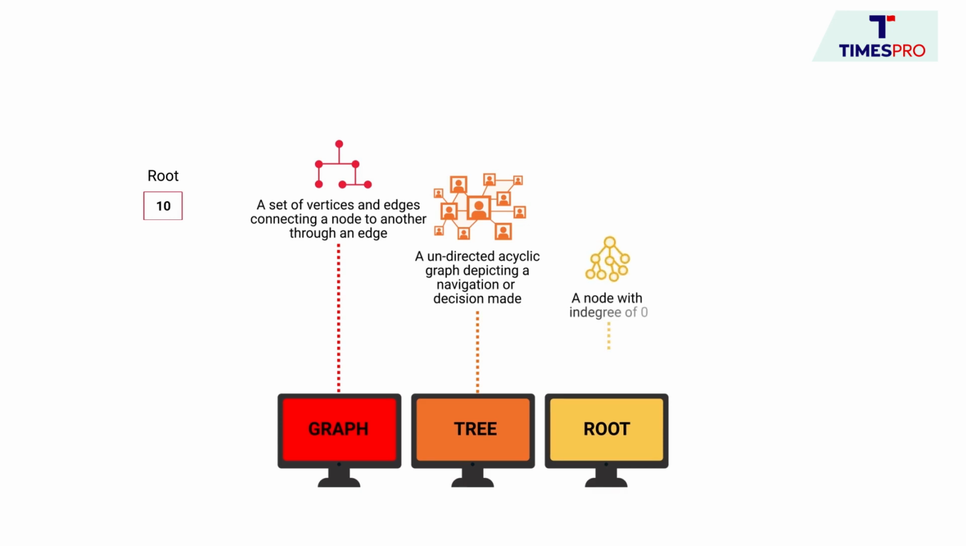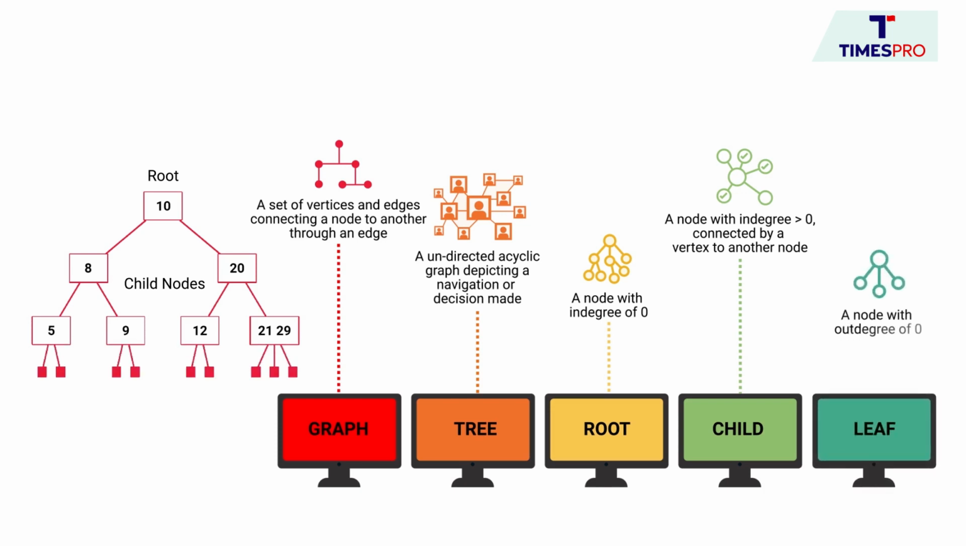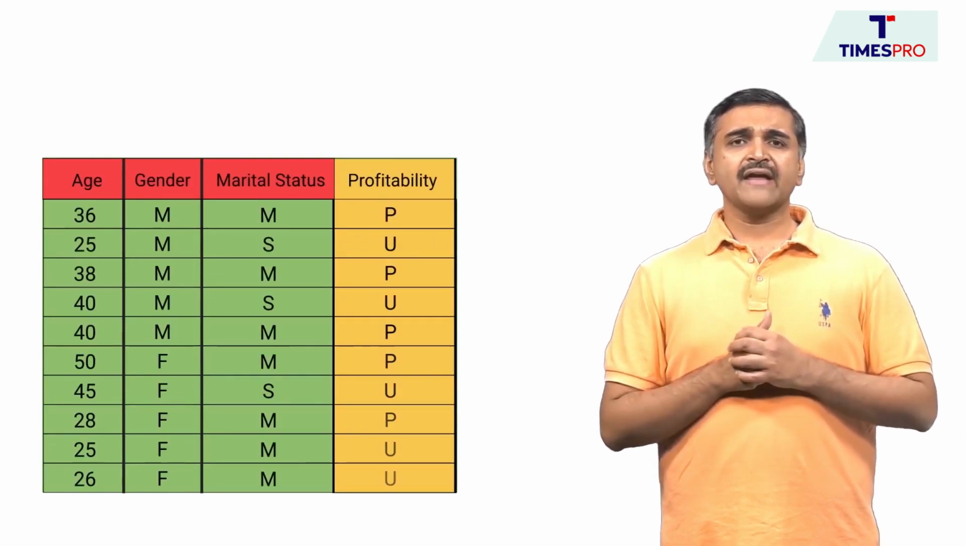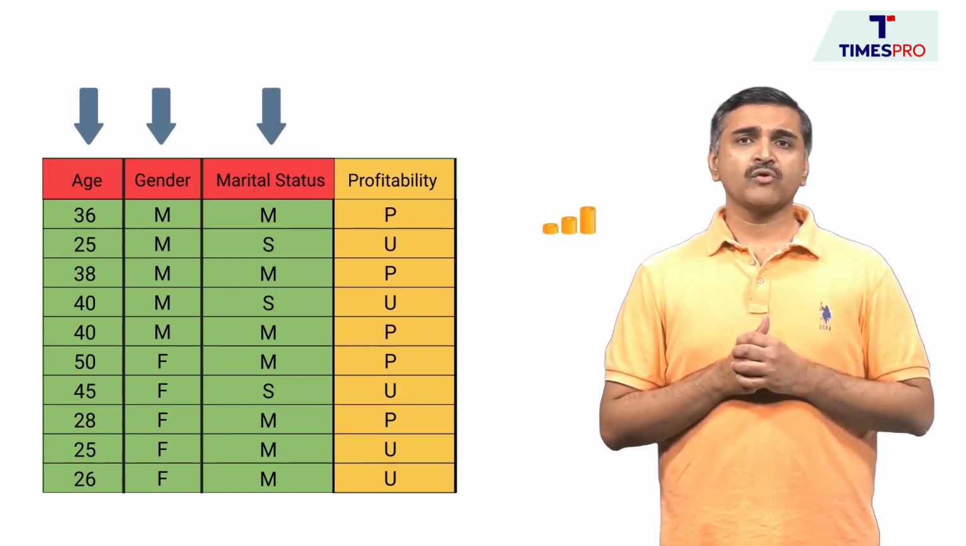The root node of a tree is a node with an in degree of 0. A child node of a tree is a node which has an in degree greater than 0, which is connected by an edge to another node. A leaf node of a tree is a node which has an out degree of 0. Now, let's take a sample data, the existing bank dataset, where we have features age, gender and marital status, and our target is profitability. Using this dataset, we will have to predict whether the customer is going to be profitable to the bank or not.